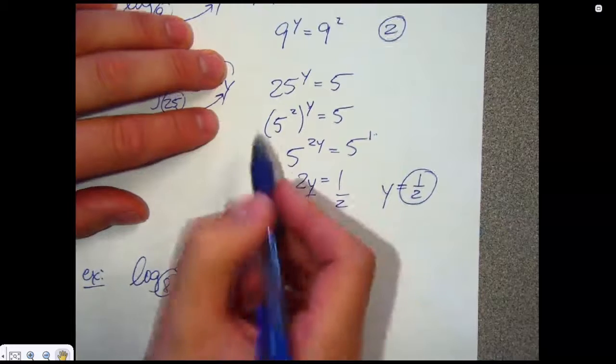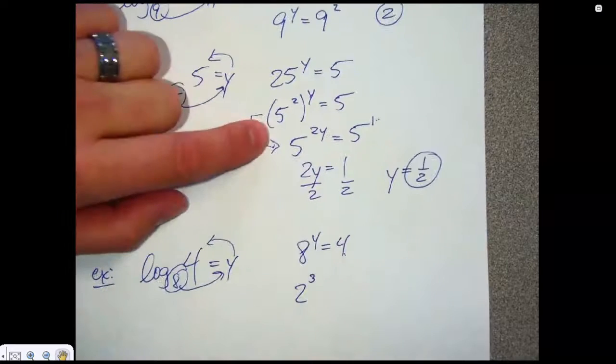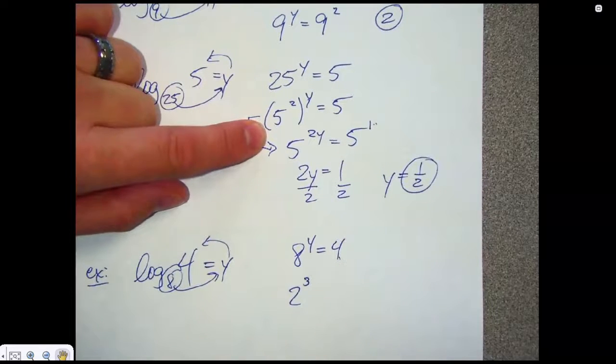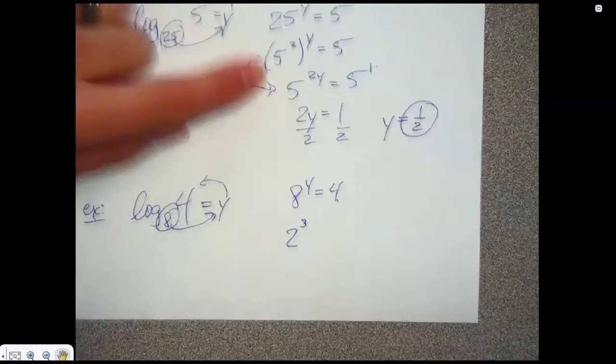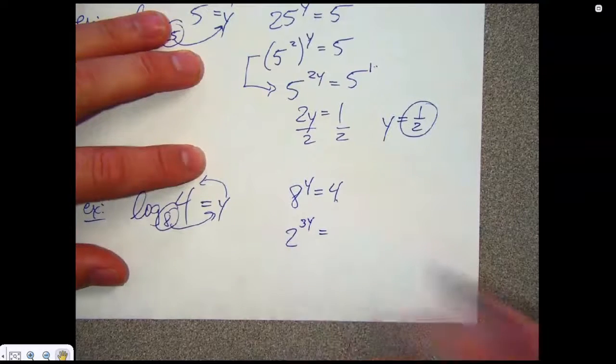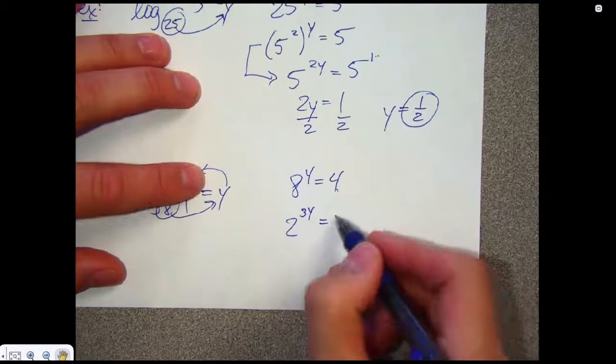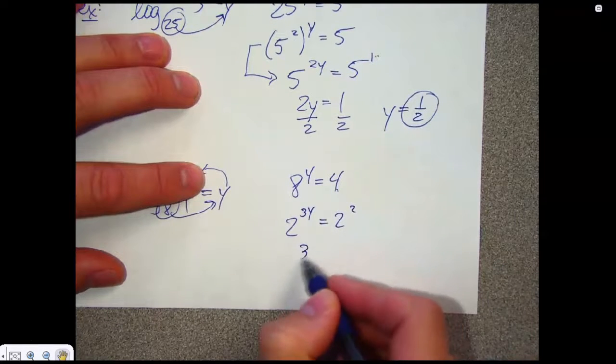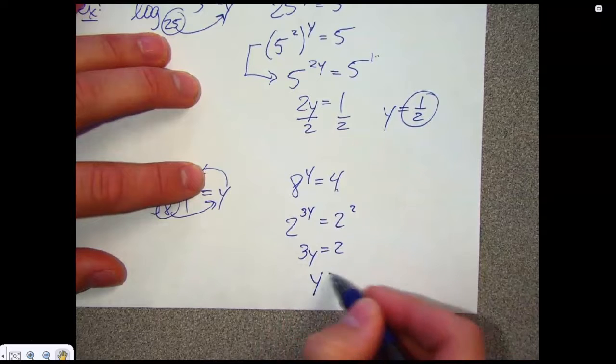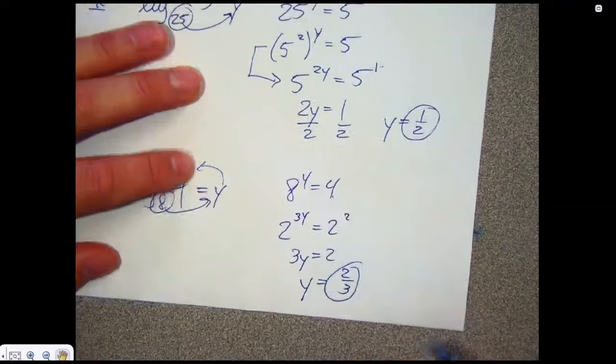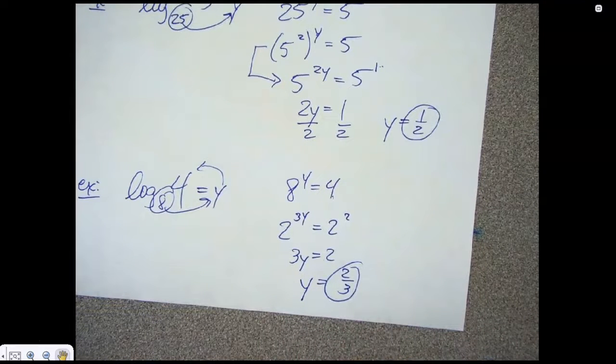And I'm going to skip, like, is this step here really necessary, where I split the 2, like 5 squared and then y? So I can just jump to like 2 to the 3y. You know what I'm saying? And then 4 is 2 squared. So then 3y equals 2, and then y would equal 2 thirds. How many had 2 thirds? Good.